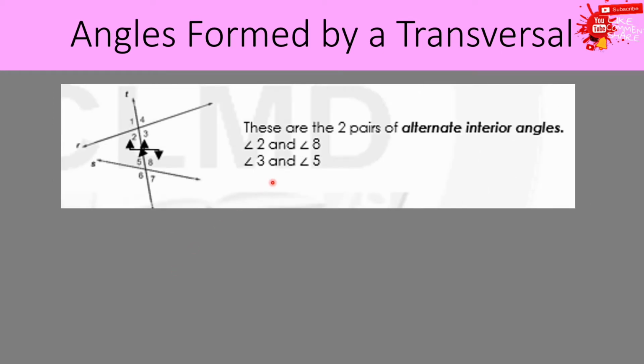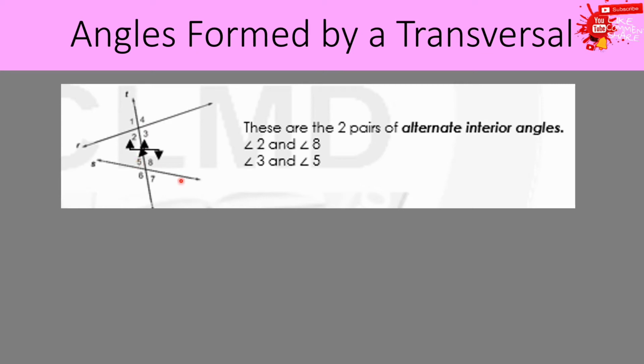Now we have two pairs of alternate interior angles based on the given figure. So what are those two pairs? We have angle 2 and angle 8, then angle 3 and angle 5.